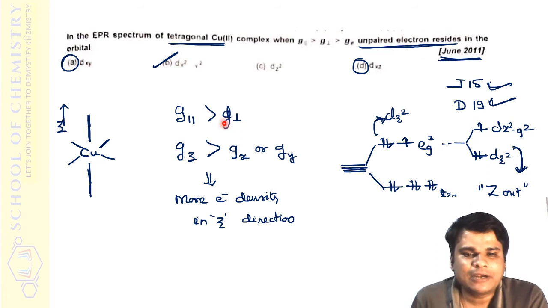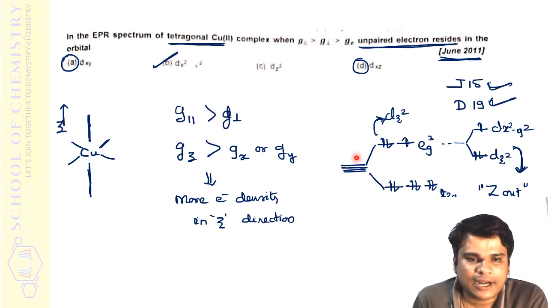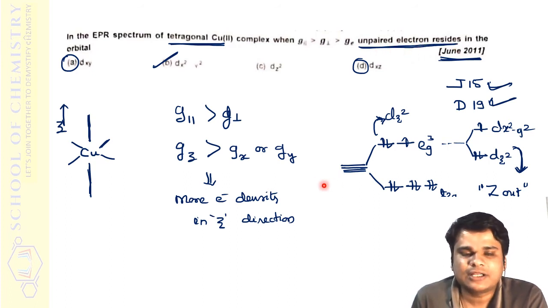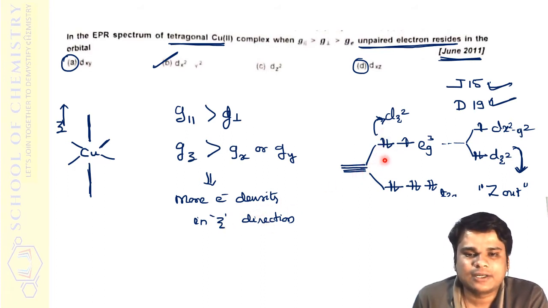So why I had committed a mistake is that up to this point I had concluded everything correctly, but they asked to identify the unpaired electron. I was under the impression that more electron density is in the z direction, and because of that I just went with dz square, right? Actually it was dz square which contains the pair of electrons, not the unpaired electron. So the correct answer for this is dx square minus y square.